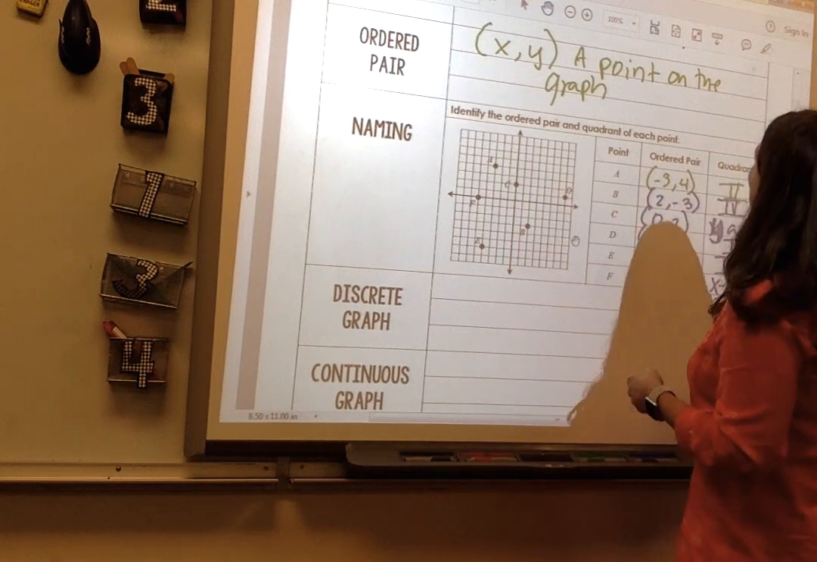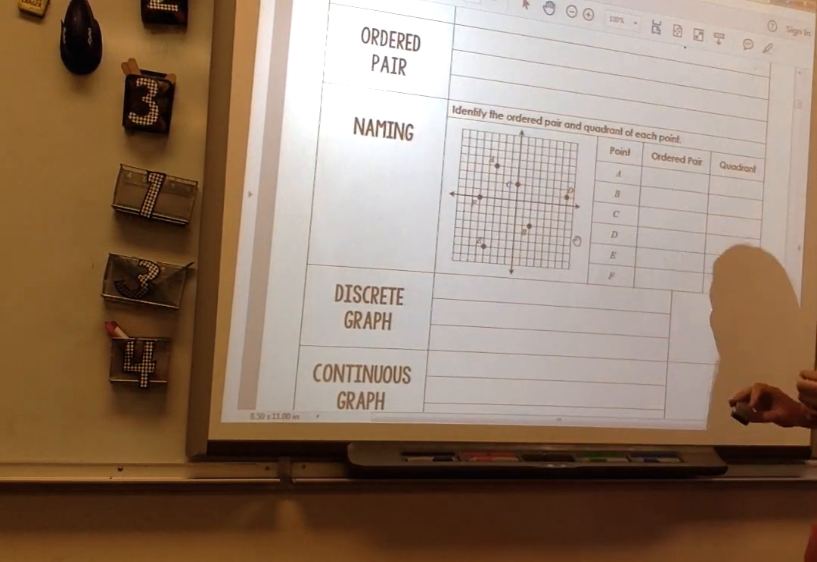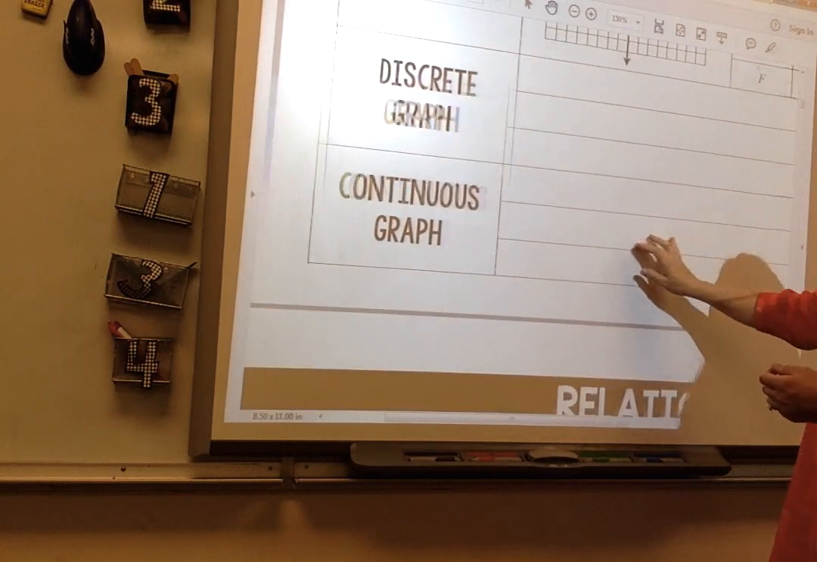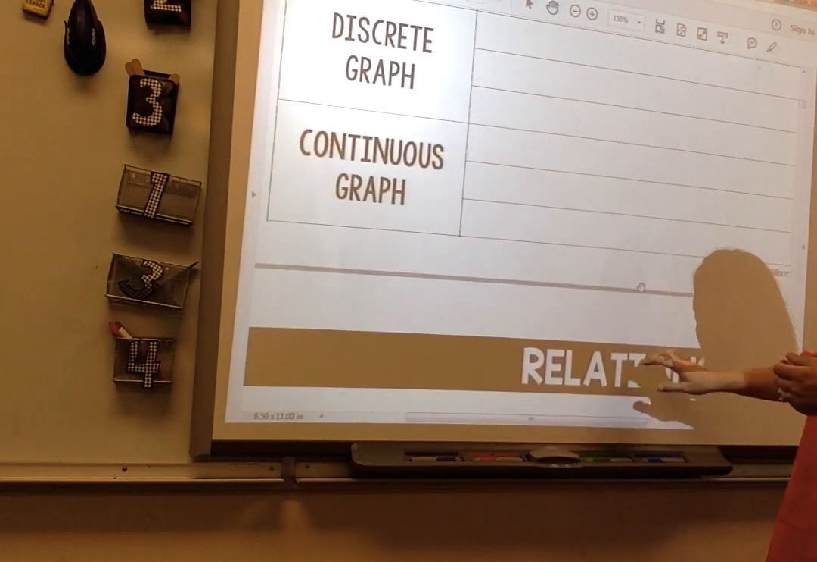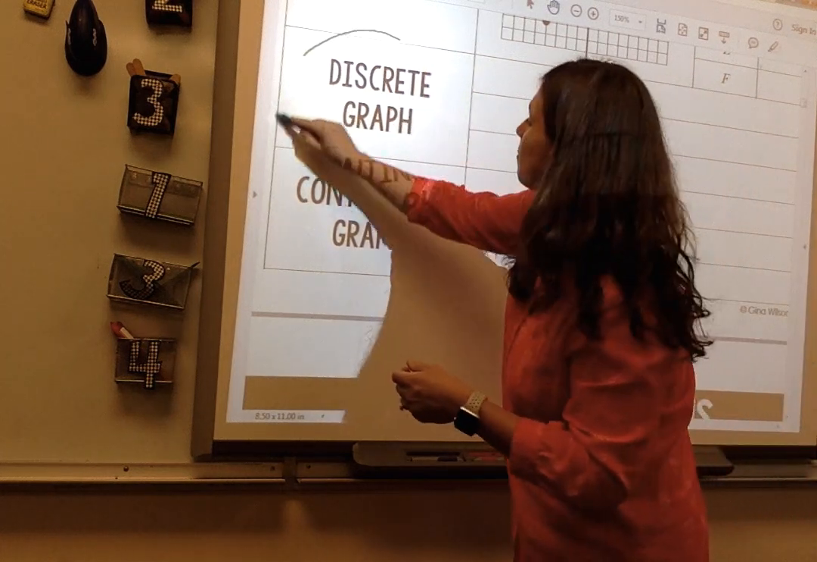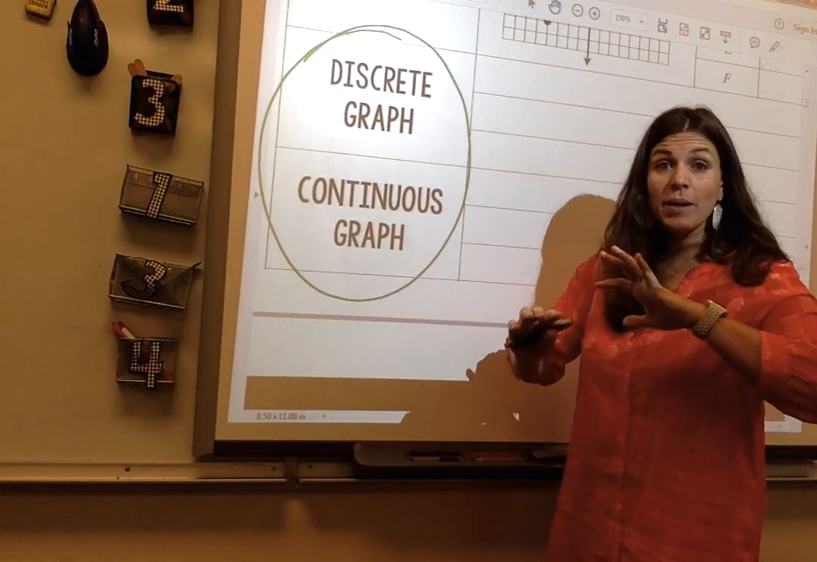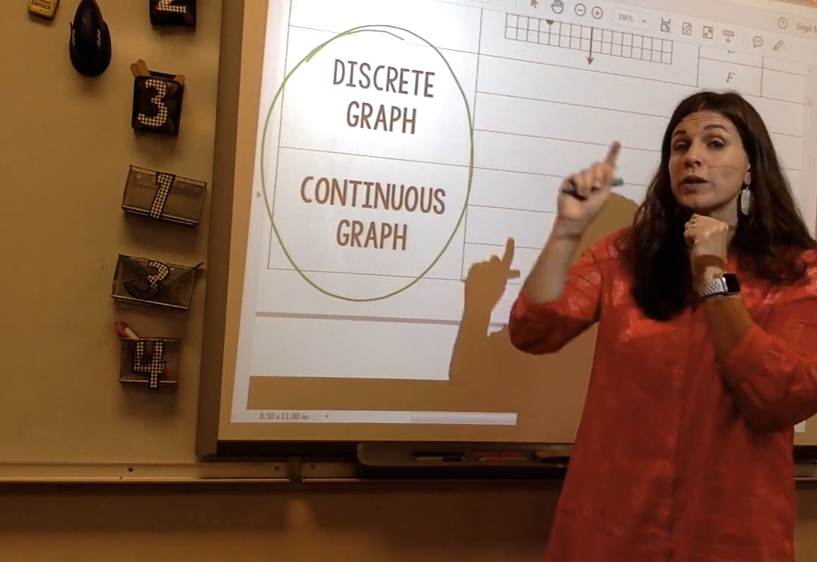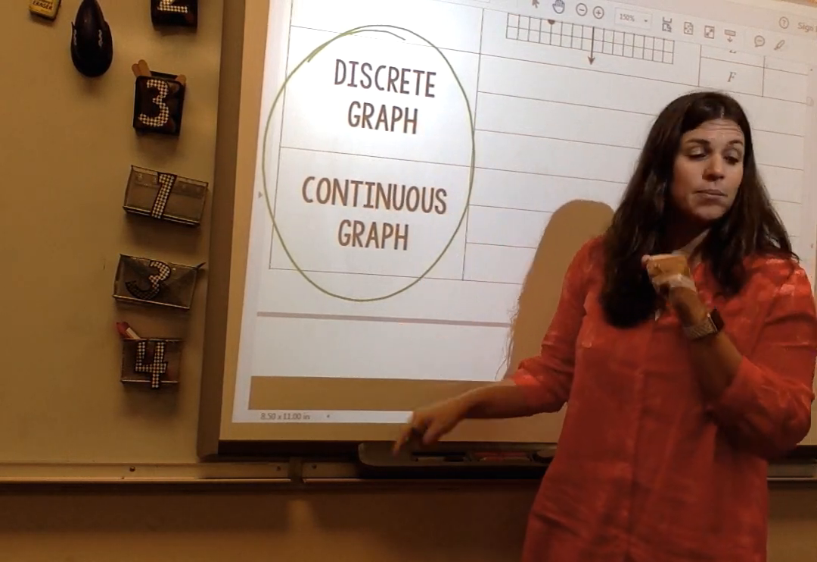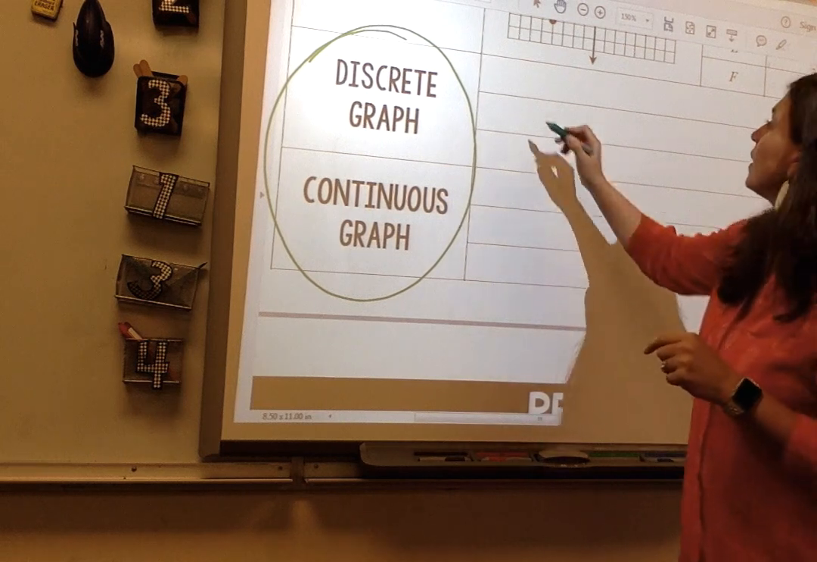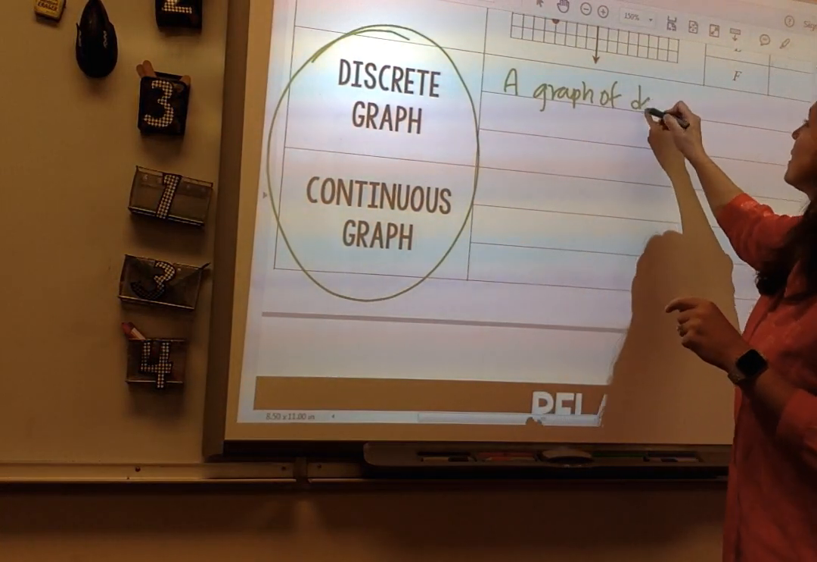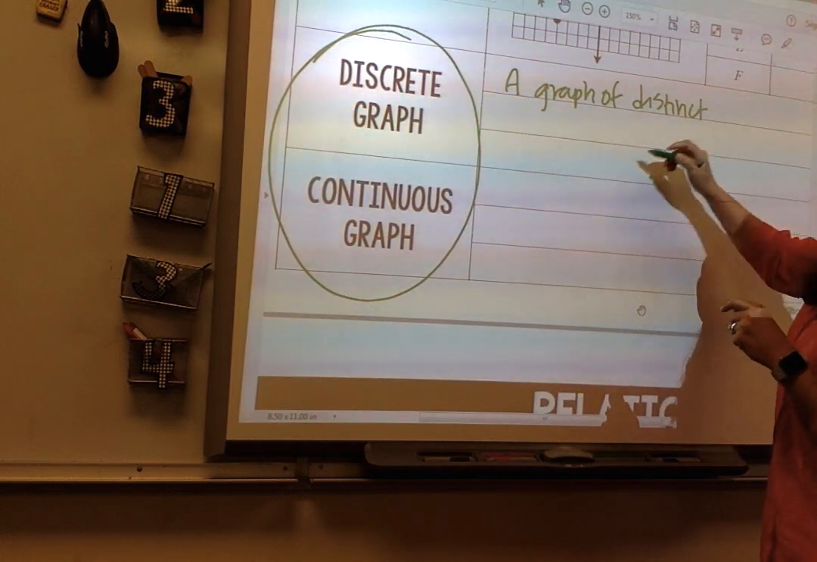Now, I want you to take a highlighter and highlight this right now. Discrete graph versus a continuous graph, okay? This is a big, big deal. We will be talking about this the rest of the year in algebra, so it is very important for you to know the difference between discrete and continuous. A discrete graph is a graph of distinct points.